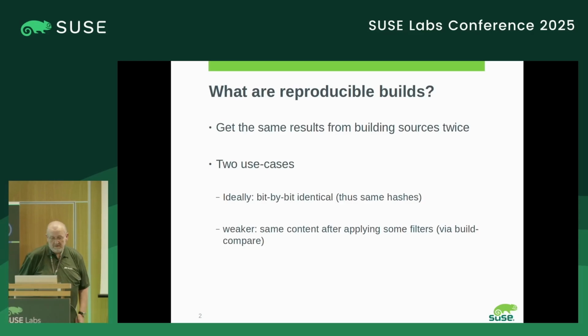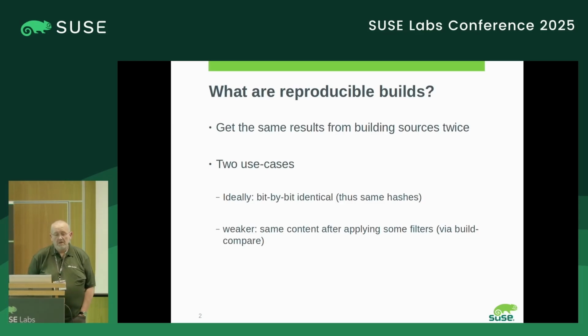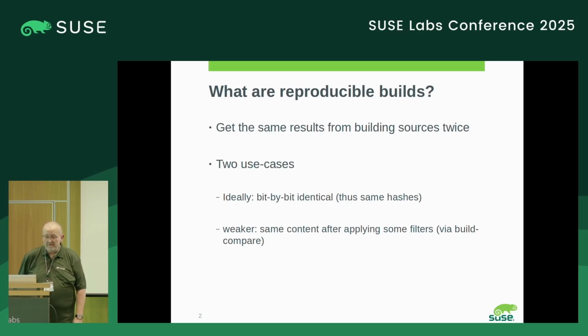Okay, so what are reproducible builds? It's very easy. It's when we get the same results from building sources several times, or at least twice. There are two use cases: that we get bit by bit equal results, and there is also a weaker possibility that some timestamps can be different, but we can filter them by tools after the build is done.